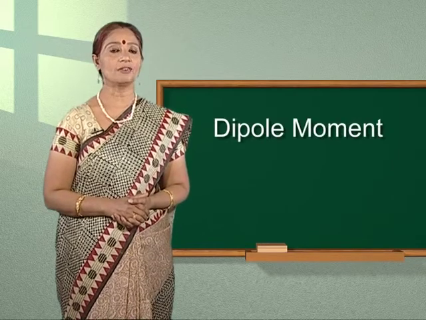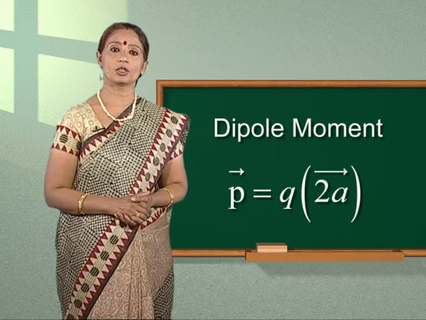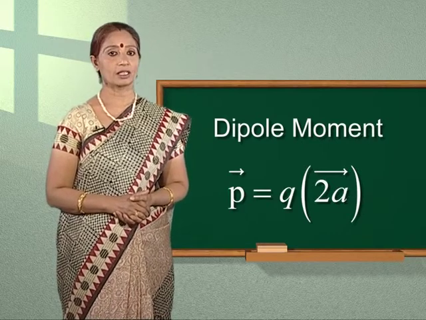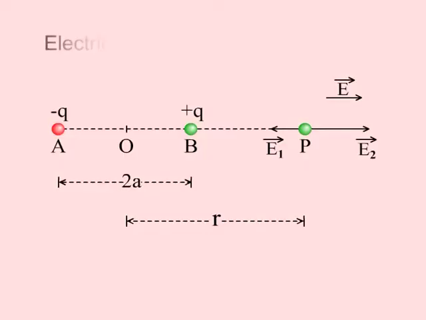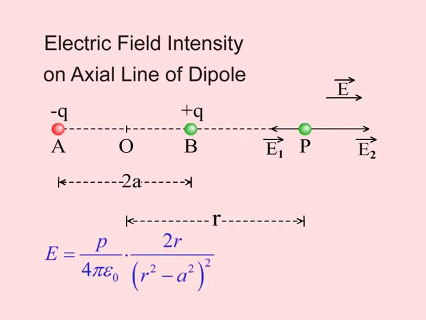Dipole moment of an electric dipole, vector P is equal to Q into vector 2A. Electric field intensity at a point on the axial line of a dipole, E is equal to P upon 4 pi epsilon naught into 2R upon square of R square minus A square.